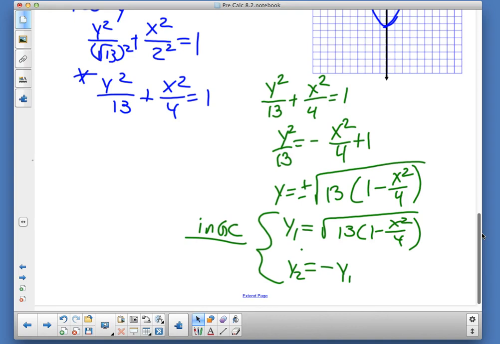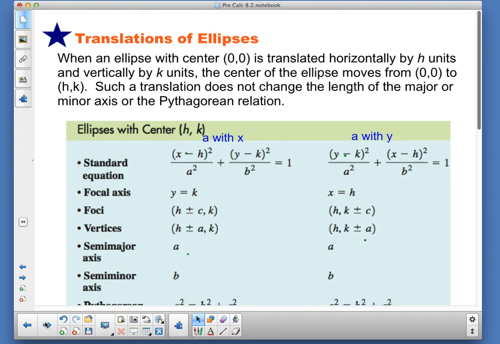Now, the translations part, the H and K. Everything's the same except the center is no longer 0, 0. Okay, the center is HK. All the other stuff still works. When an ellipse with center 0, 0 is translated horizontally by h units and vertically by k units, the center of the ellipse moves from 0, 0 to hk. Such a translation does not change the length of the major or minor axis or the Pythagorean relationship. So you just got to make sure you make the adjustment to hk.